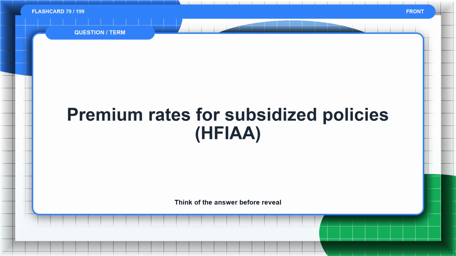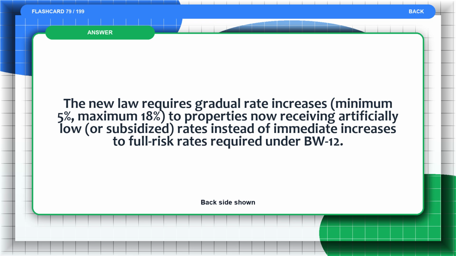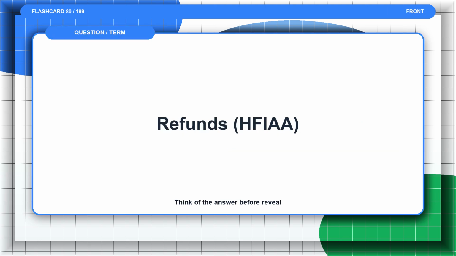Flashcard 79. Premium rates for subsidized policies, HFIA. Pause and think of the answer before the reveal. The answer is, the new law requires gradual rate increases, minimum 5%, maximum 18%, to properties now receiving artificially low or subsidized rates instead of immediate increases to full risk rates required under BW12. Flashcard 80. Refunds, HFIA. Pause and think of the answer before the reveal.